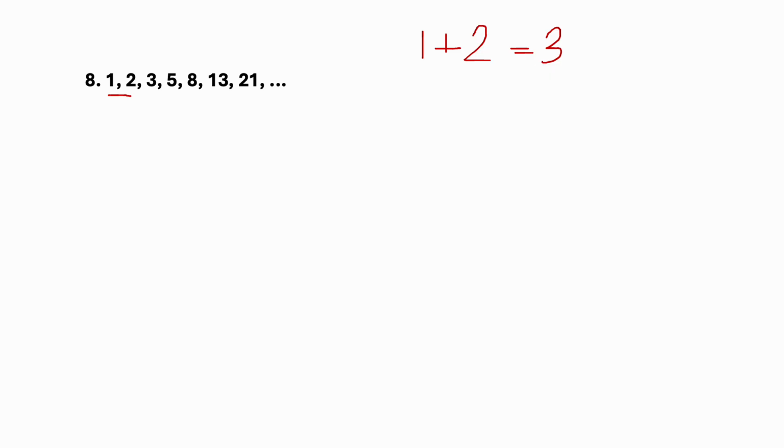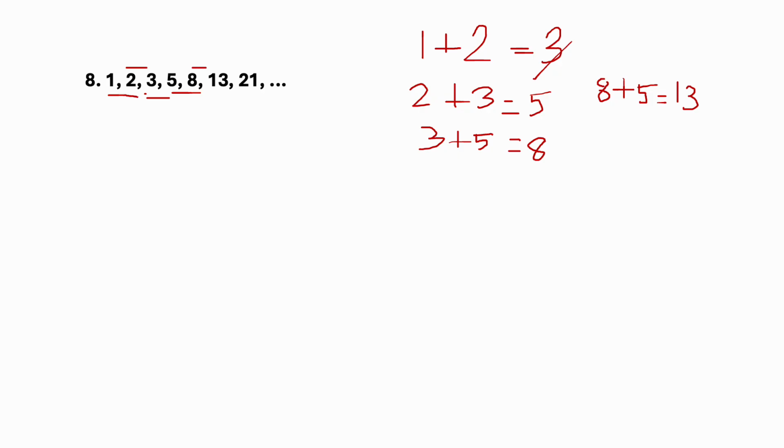See, 1 plus 2 is 3. Then, what is 2 plus 3? 5. Then, what is 3 plus 5? 8. Then, 8 plus 5? 13. Then, 13 plus 8? 21. So, these are Virahanga numbers. Each number is a sum of the two numbers before it. So, write the next three terms.